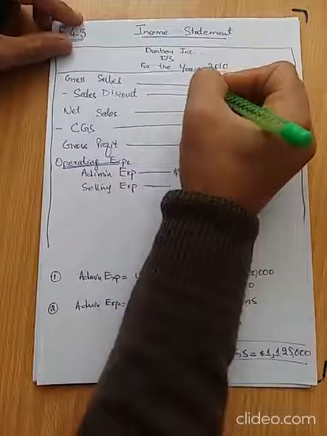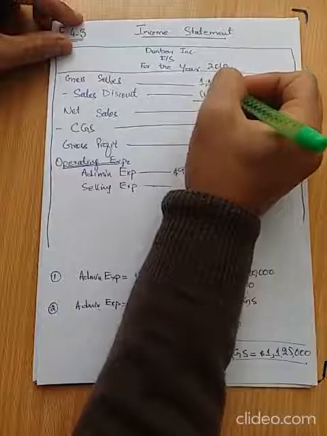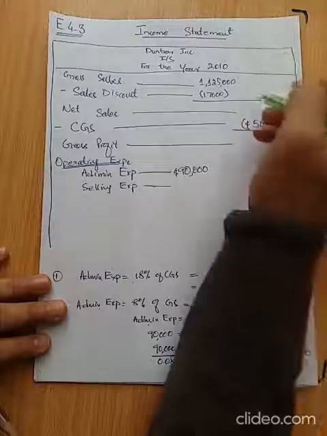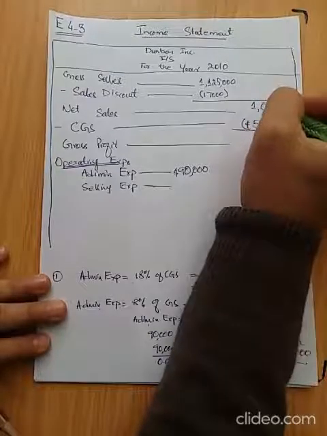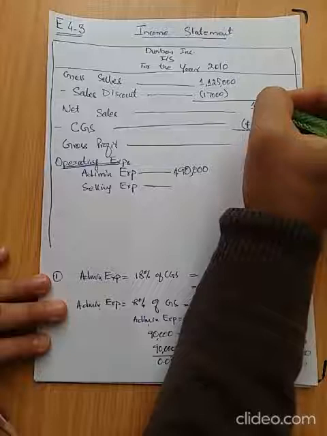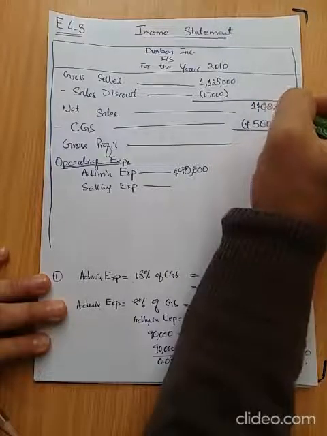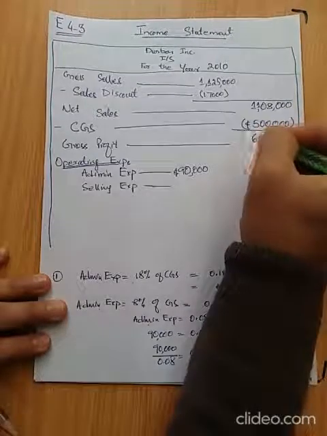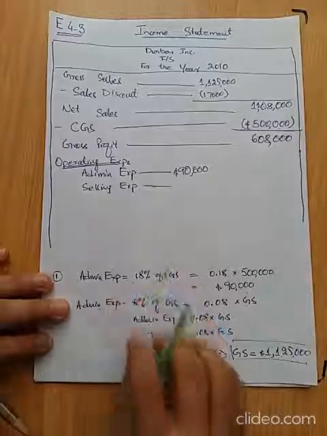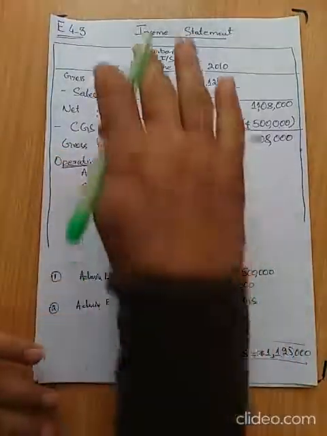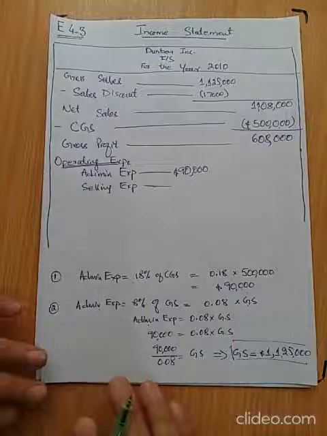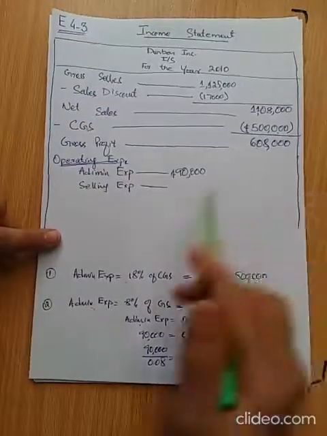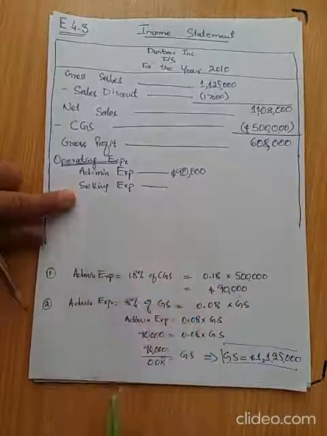So let me write it here, $1,125,000, and from this figure we subtract the discounts that are given to customers. The remainder we get now is $1,108,000. And from this we subtract the cost of goods sold, so we get $6,008,000 as our gross profit. So if you see, we went in reverse, from bottom to top. Now that we got the gross profit figure and the administrative expenses, it is time to calculate the selling expenses here.